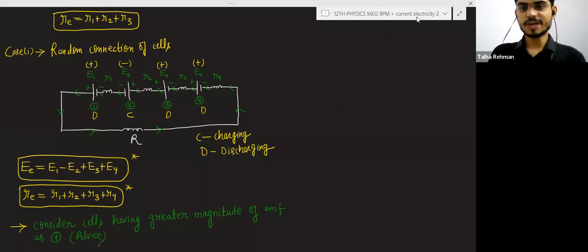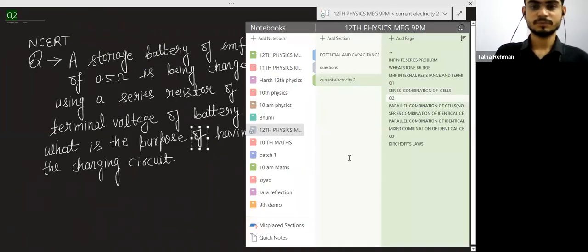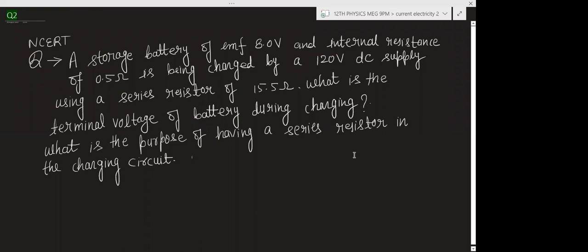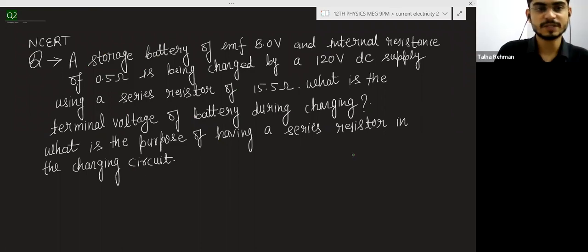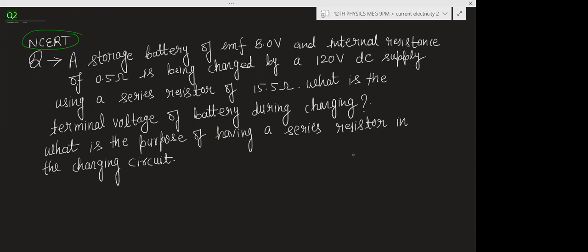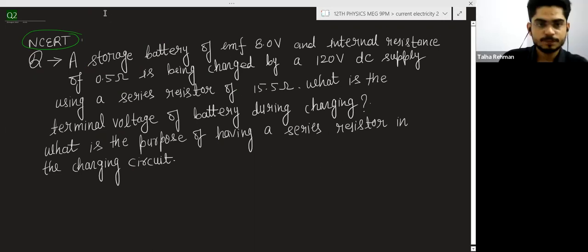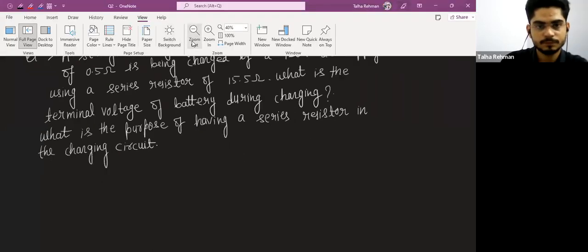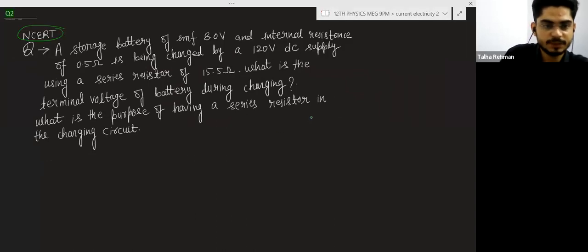Very good. Now we have one question. Just read the question by yourself, then we will solve. This is a question of NCERT. This is a question based on the series combination of cells. Done. Okay, very good. So we have read the question. Now we will solve it.